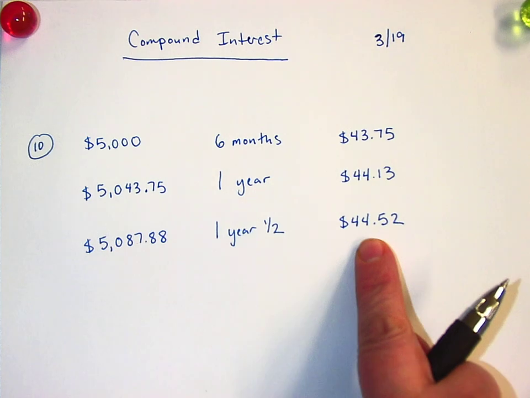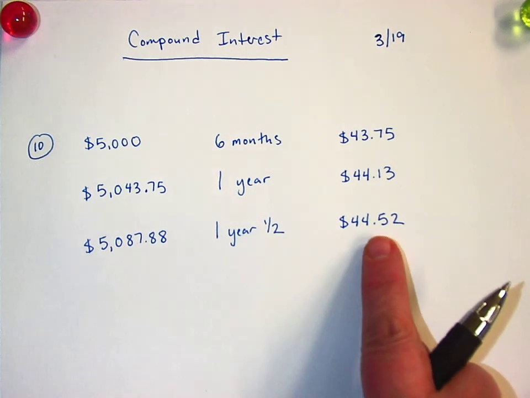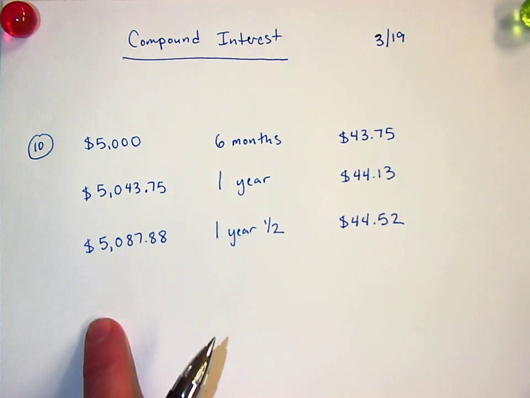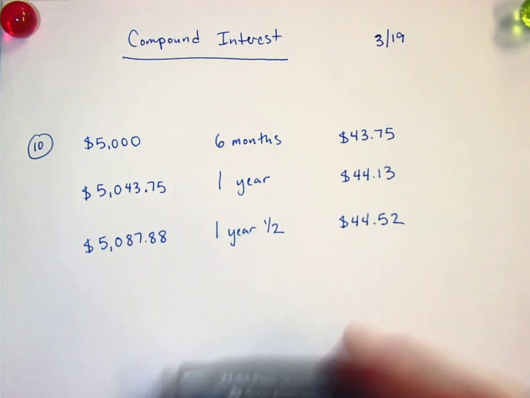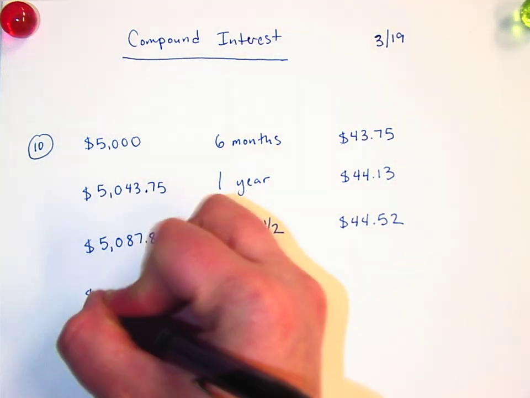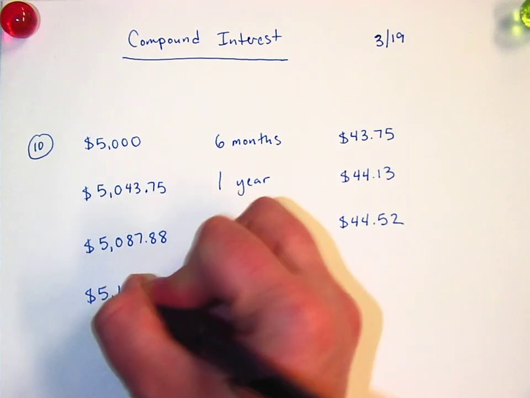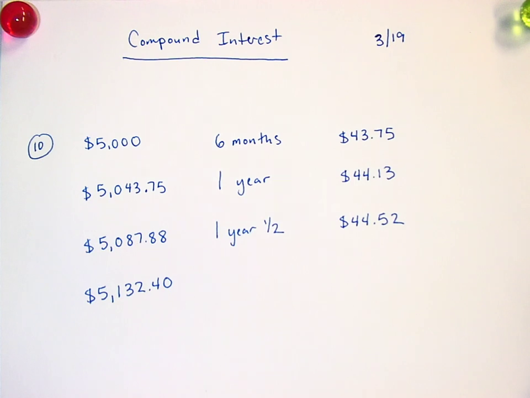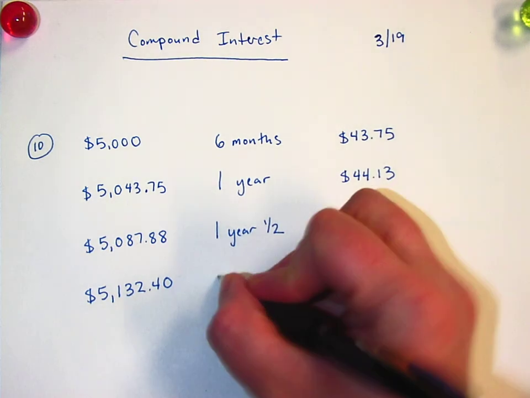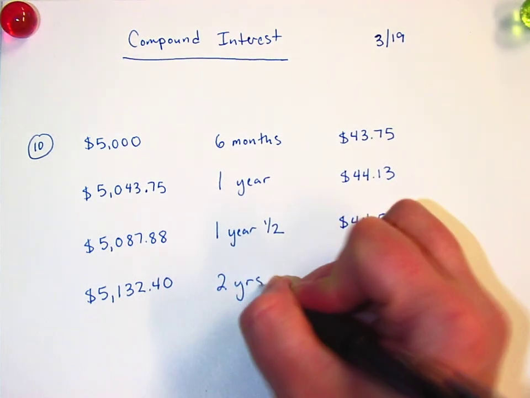Then I'm going to take that $44.52 and add it to this, and we're going to do it one more time to make it through 2 years. So $5,087.88 plus $44.52. Remember, if I'm going too fast for you or I'm losing you, you can always pause or rewind the video and watch it again. This is going to be a pretty short video, so you can do that. This is after 2 years.